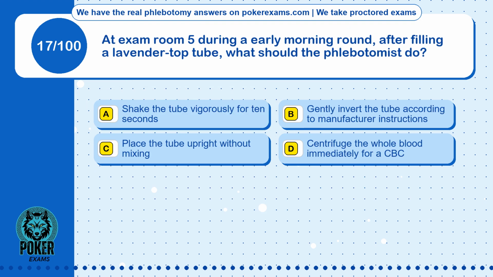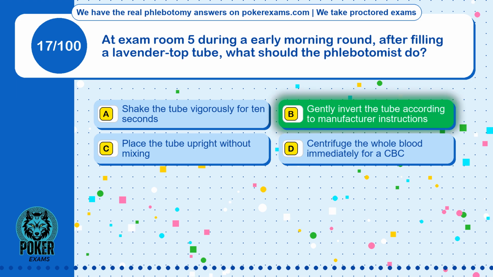Question 17. At exam room 5 during an early morning round, after filling a lavender top tube, what should the phlebotomist do? Option A, shake the tube vigorously for 10 seconds. Option B, gently invert the tube according to manufacturer instructions. Option C, place the tube upright without mixing. Option D, centrifuge the whole blood immediately for a CBC.